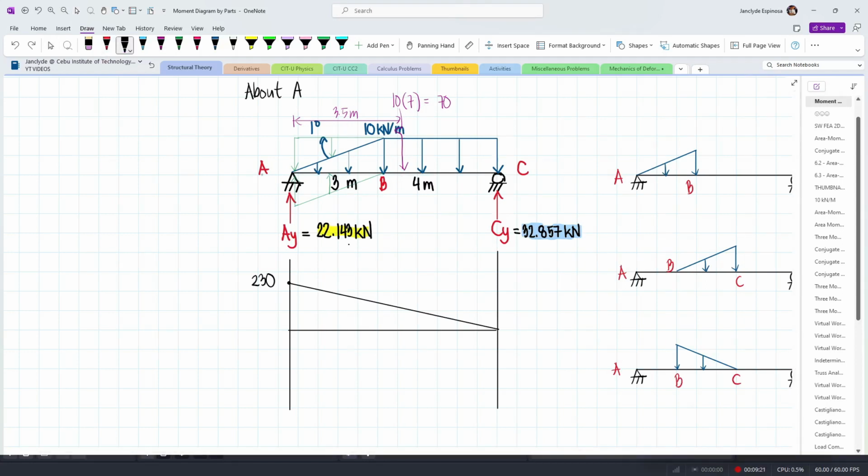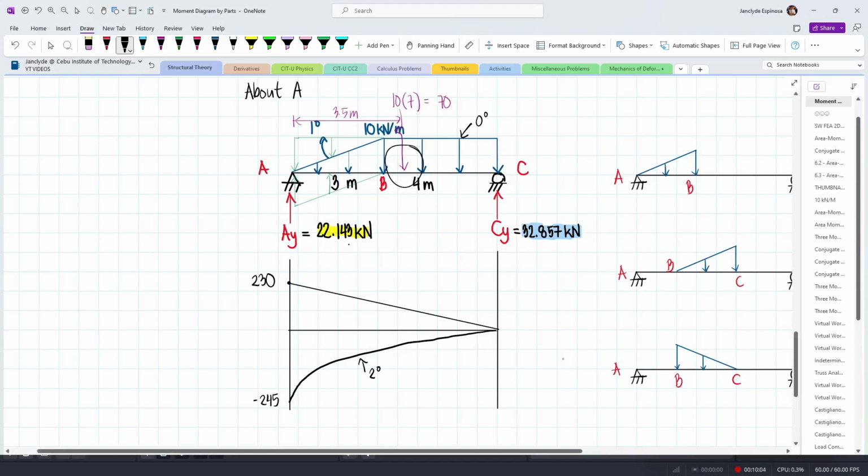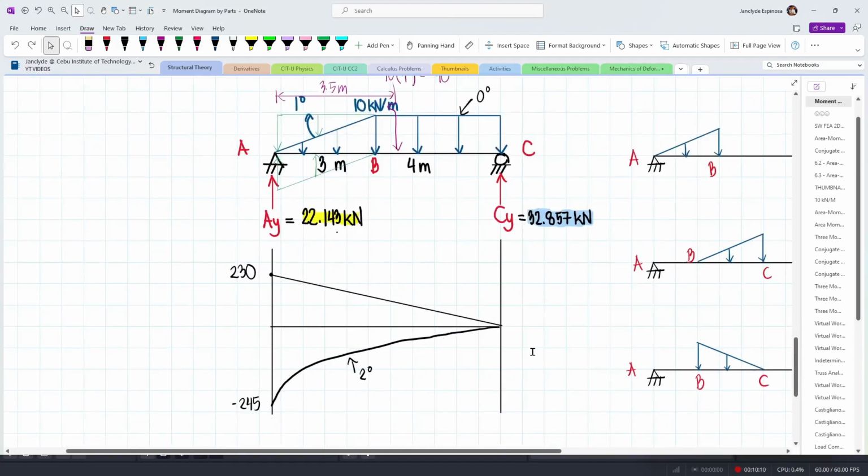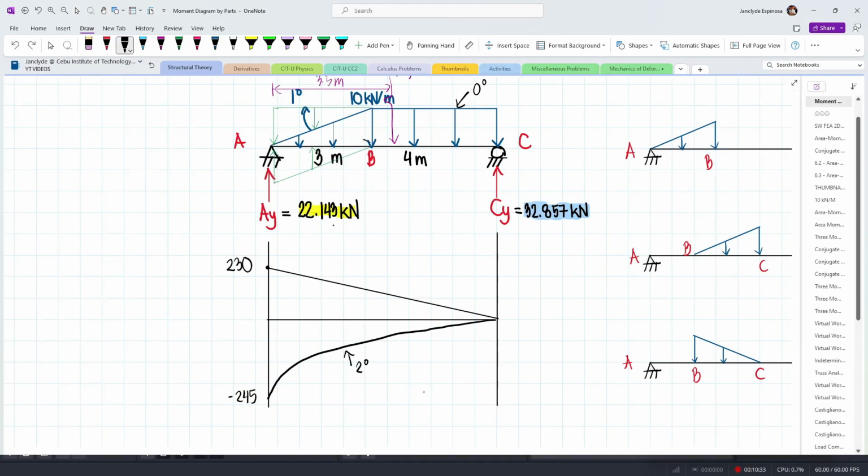So this is 245. However, since this is uniformly distributed, this is 0 degrees plus 2. Our moment diagram by part will be 2 degrees. And so we have a spandrel. This is to the second degree. And then our value is minus 245. Again, this is minus because this will cause the beam to rotate downward. However, we're still not done kasi meron kasi tayong dinagdag na counteracting load. And so we need to include this in our moment diagram by parts. Now you can just overlap the value of this one or you can just create another zero line.